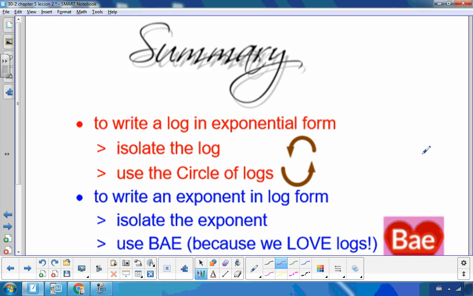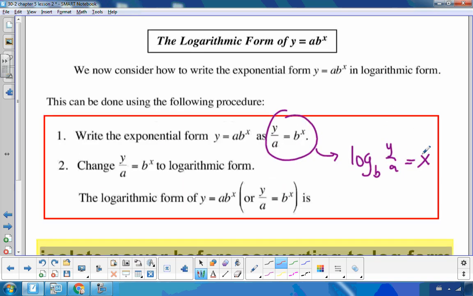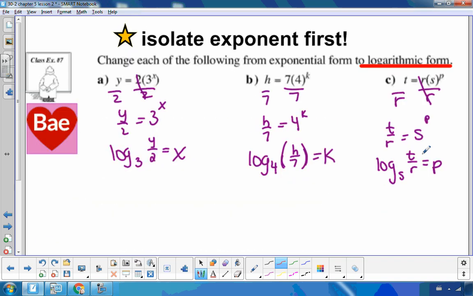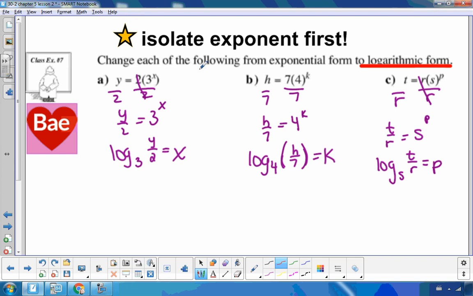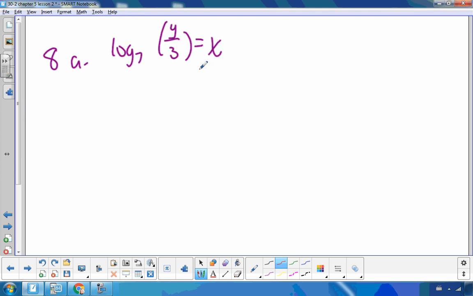I feel like I'm missing a question. I am missing a question. I don't have it in my notes, but I'm going to write it out because I thought we had to solve equations. Here we go. So 8a is log base 7 of y over 3 equals x. I want to convert each of the following to exponential form. I just want to make sure I'm doing this right. Yes, I am. So 7 to the x equals y over 3.